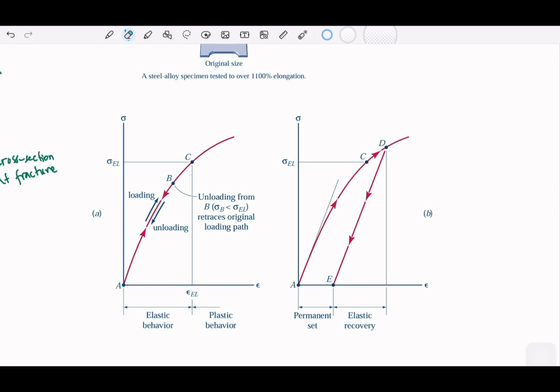But when we cross this, then if we take an offset line, this is how much the material will be permanently deformed. The rest is how much is recovered. So some part of the material will be permanently deformed, but some part can still go elastic. We call it elastic recovery. So we can still have some recovery.